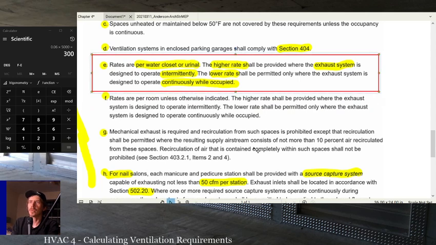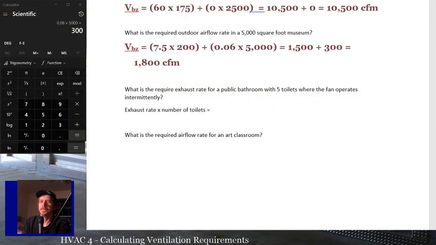So if we go back to our equation, we had 50 and 70, right? So we can fill out what airflow rate we're going to need for that public toilet room quite easily. All right. So the exhaust rate is 50 or 70. But which one is it? Well, the higher rate is when it's intermittent and the lower rate when it's continuous. And since we see intermittently there, we can say, okay, well, it's not 50, it's the 70 times the number of toilets. Number of toilets is 5.